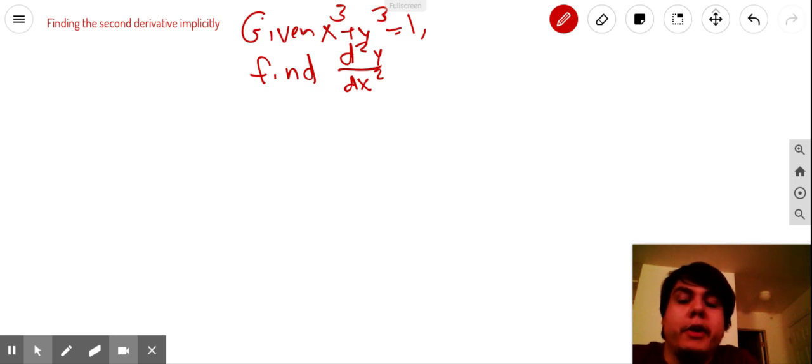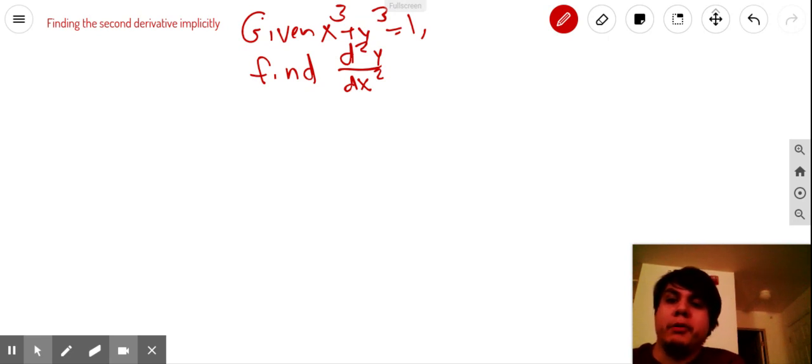Hey guys, so today we're talking about finding the second derivative implicitly. In order to do that, we need to find the first derivative. So given that we have x cubed plus y cubed equals 1, let's get that first derivative.